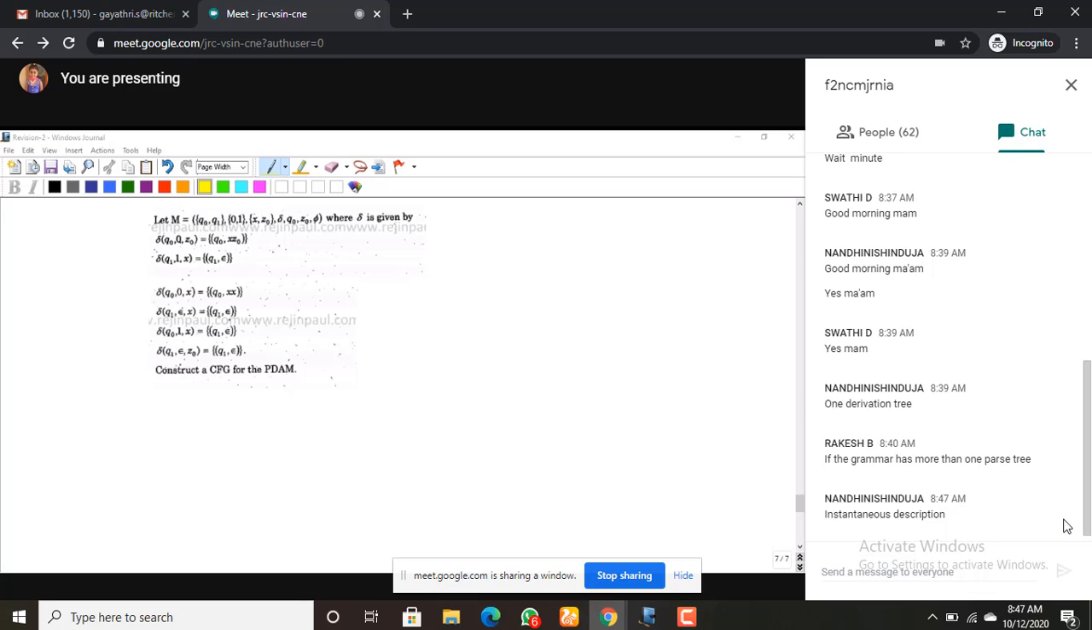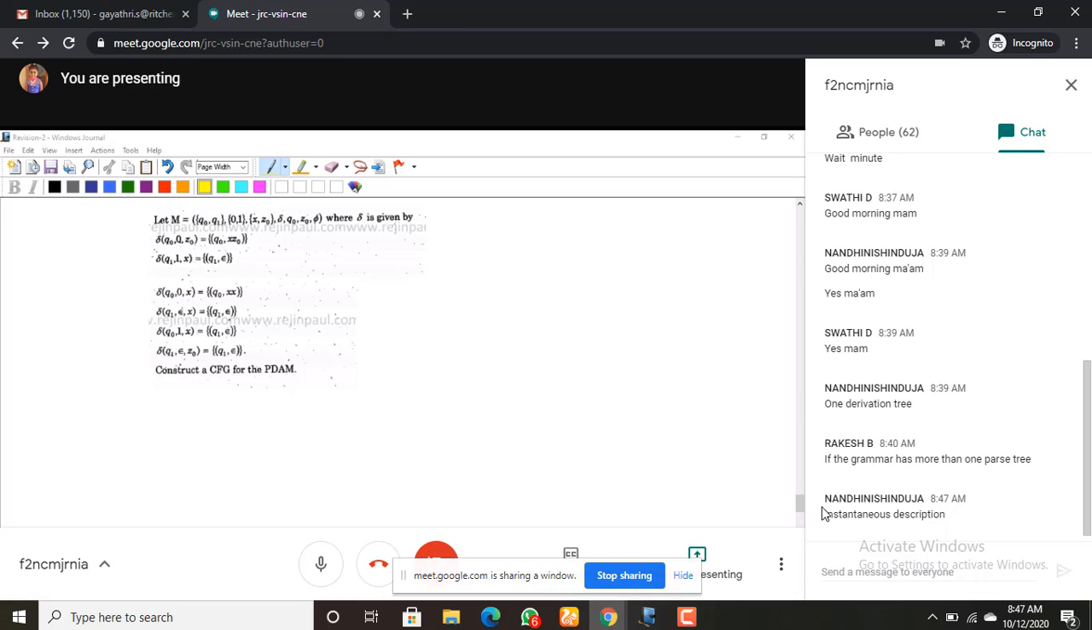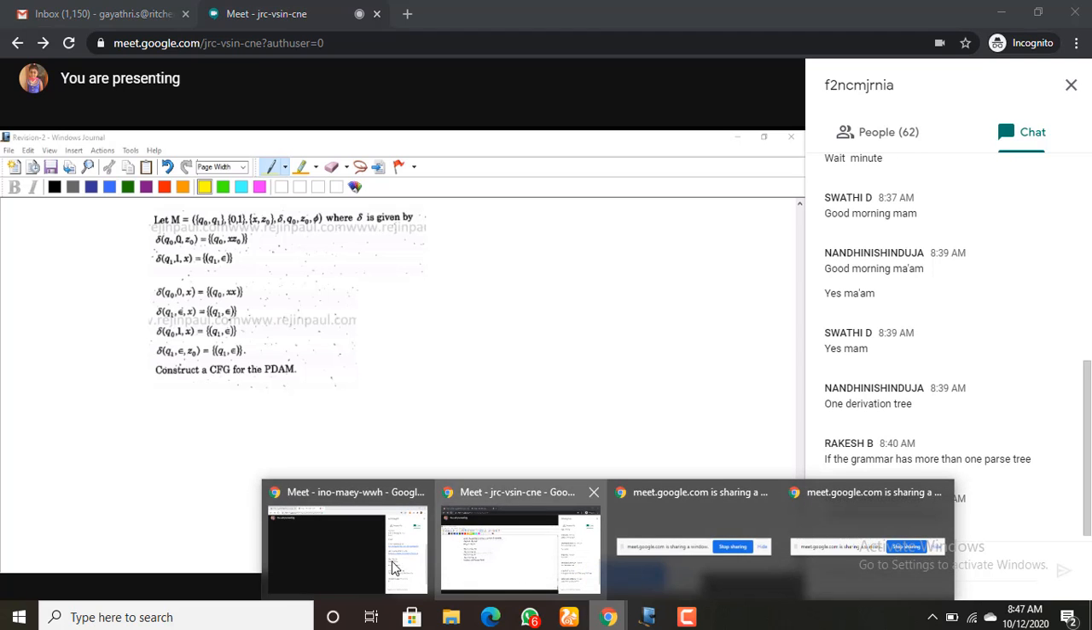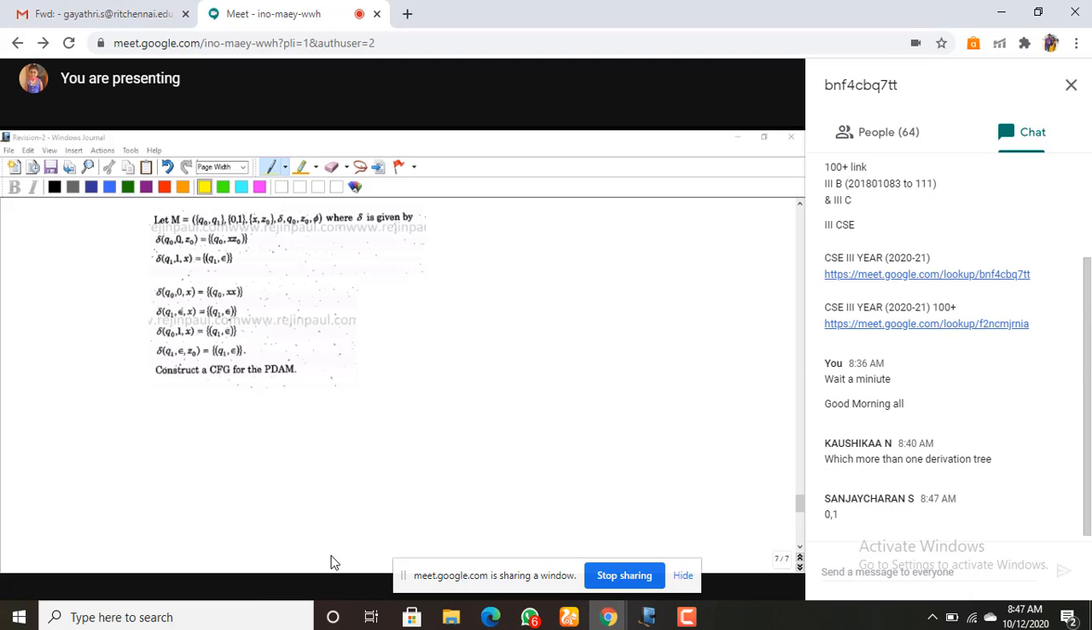Instantaneous description. Okay, instantaneous description of a PDA, which is the input. They have given the input as the ID of a PDA. Then construct a context-free grammar for the pushdown automata machine. So you have to convert this PDA into a context-free grammar. This is the conversion of pushdown automata to context-free grammar, where the given thing is the instantaneous description of the pushdown automata.